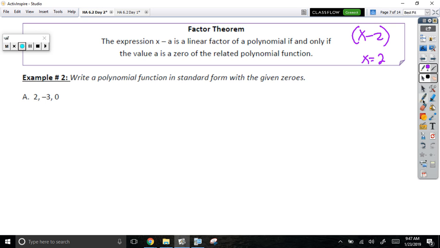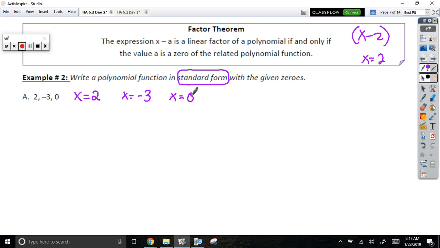They ask us to write a polynomial function in standard form, which is not factored form, unfortunately, with the given zeros. So the first thing you want to do is write out each of these zeros as an x equals. So this is really x equals 2, x equals negative 3, and x equals 0. After this example, you probably won't have to do this step again, but just so you understand how we're going to get to the next part.